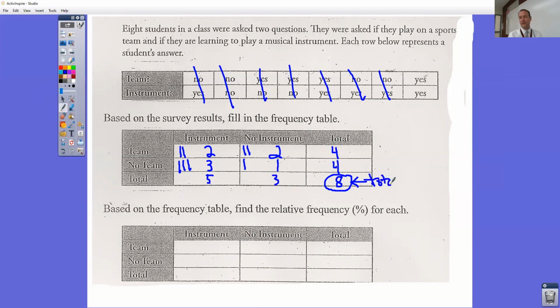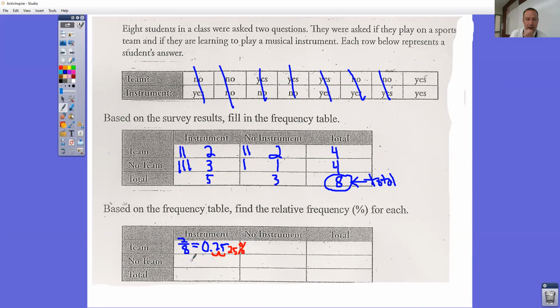So now to find your percentages, we need to do the number divided by the total. If we're looking at people who play both on the sports team and an instrument, we're looking at 2 out of 8 people. Top divided by bottom, 2 divided by 8 is 0.25. Then we move our decimal point over 2 places. So what we really have is the percentage of 25%. 25% of the total people surveyed played on a sports team and played an instrument.